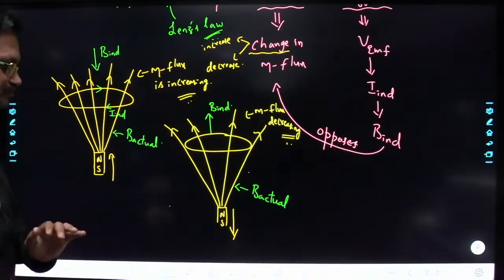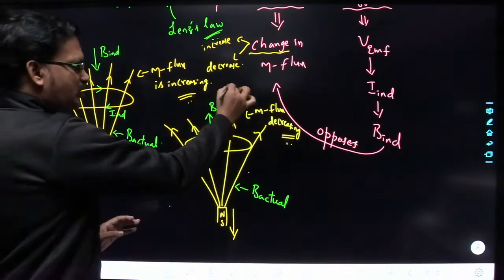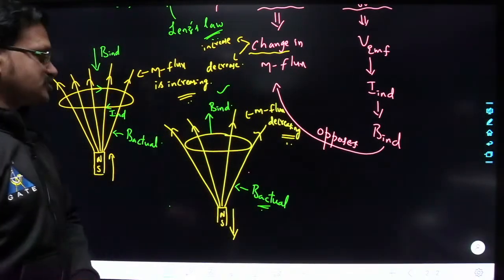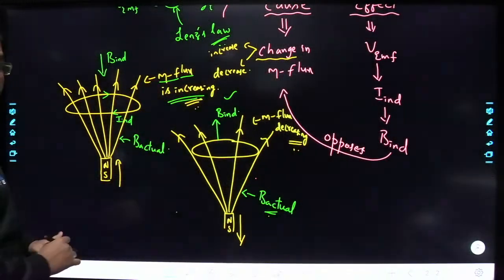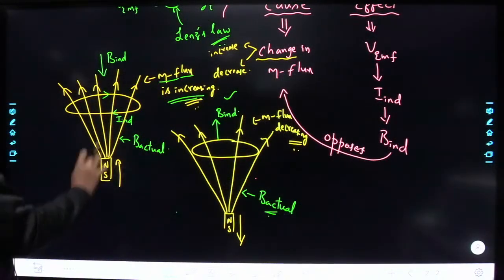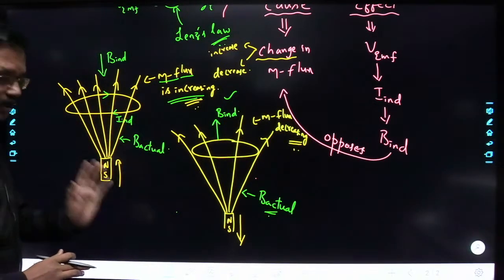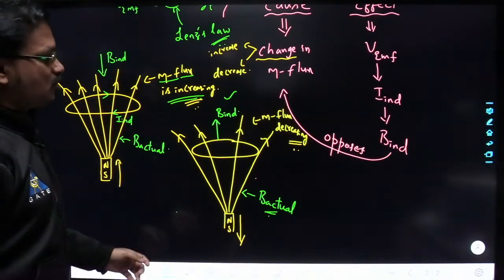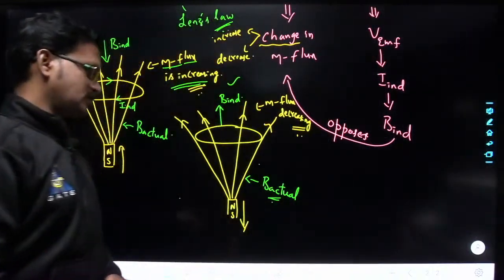So whenever flux is decreasing, the direction of B induced and the direction of B actual must both point in the same direction, and whenever the flux is increasing, the direction of B actual and the direction of B induced must point opposite to one another. Understood? In terms of directions I am saying. All these things we have seen in the previous session itself.